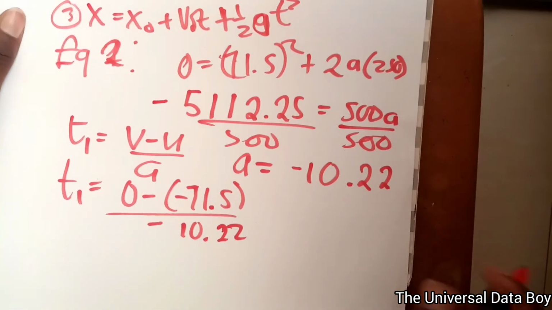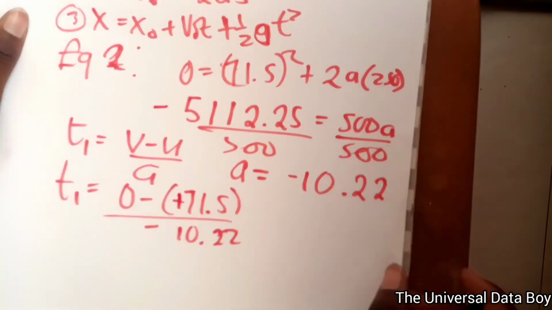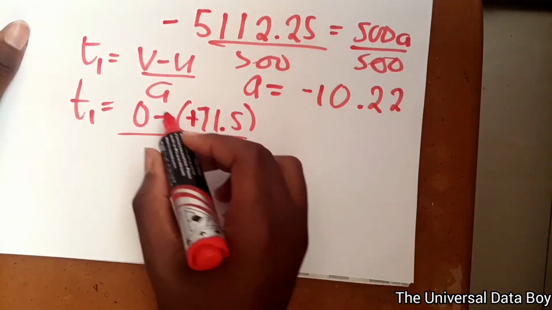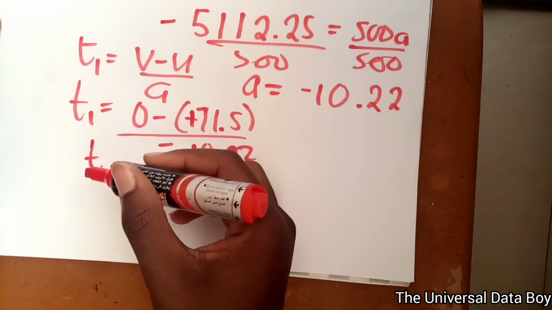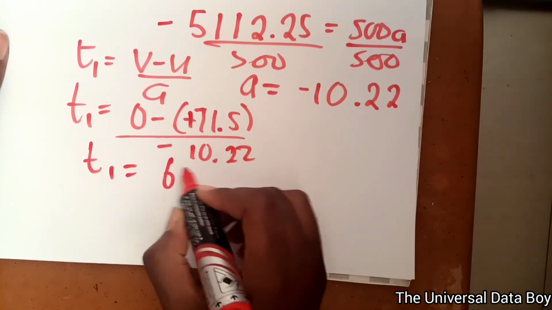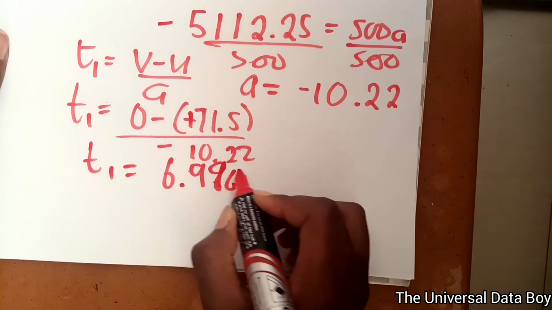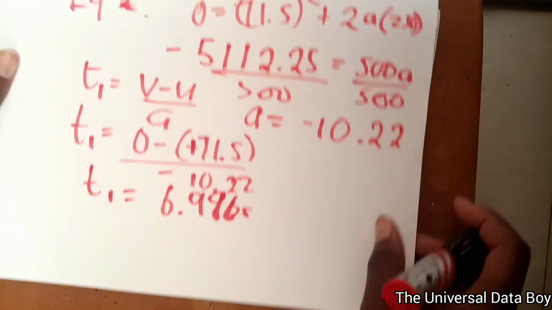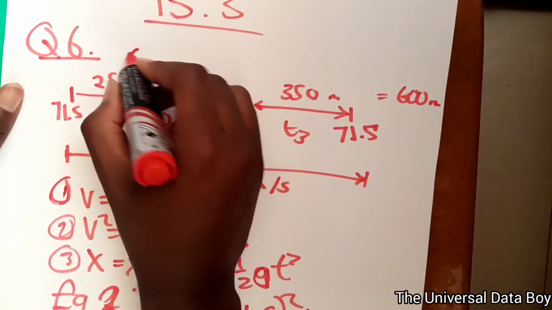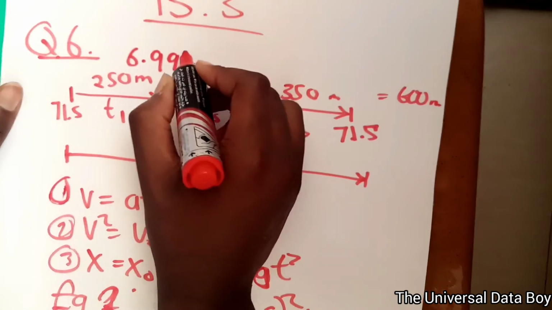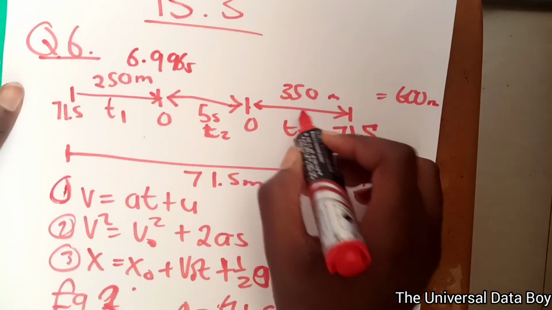to the one that's here, and then the initial velocity is positive because it's going in the positive direction. So then negative times negative, that's positive. So t1 is going to be equal to, when you punch in the calculator, 6.996 seconds. So that's for t1. So then what's remaining is the time there.